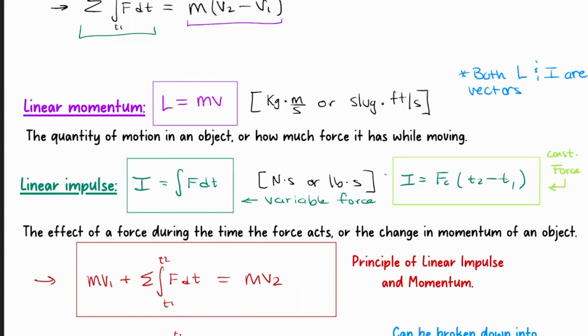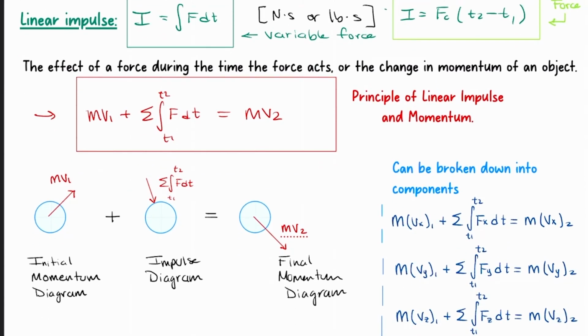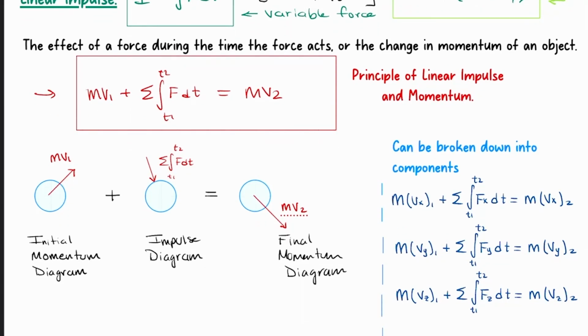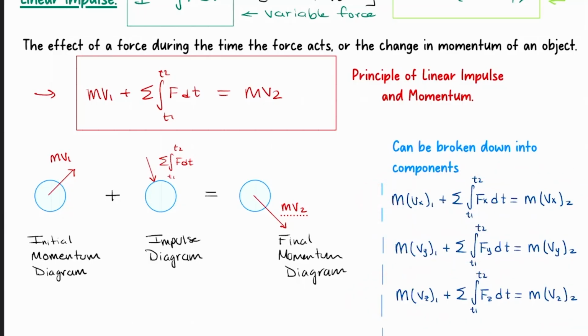This can be broken down, of course, because these are vectors. They can be broken down into their components. Notice we have an initial momentum diagram, with velocity v1 going in one direction, and then some force acts on our body, changing the direction. The final momentum diagram has v2 going in an opposite direction. Once again, this can be broken down into components, so we can write an equation for each coordinate: the x direction, y direction, z direction, however many axes you have.